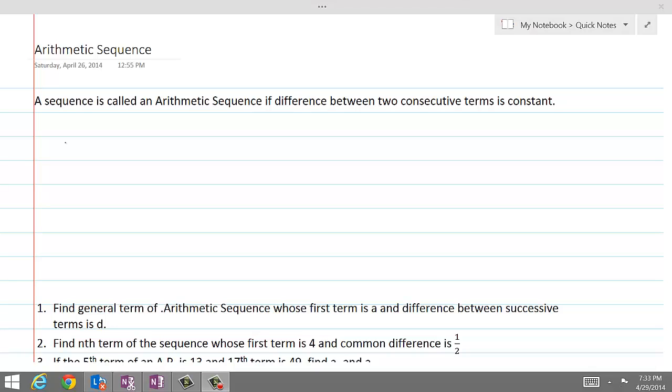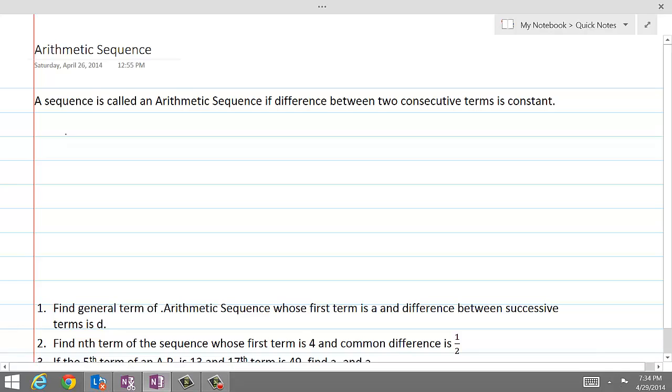In this lesson, we are going to learn about a special kind of sequence called an arithmetic sequence or arithmetic progression. A sequence is called an arithmetic sequence if the difference between two consecutive terms is constant.